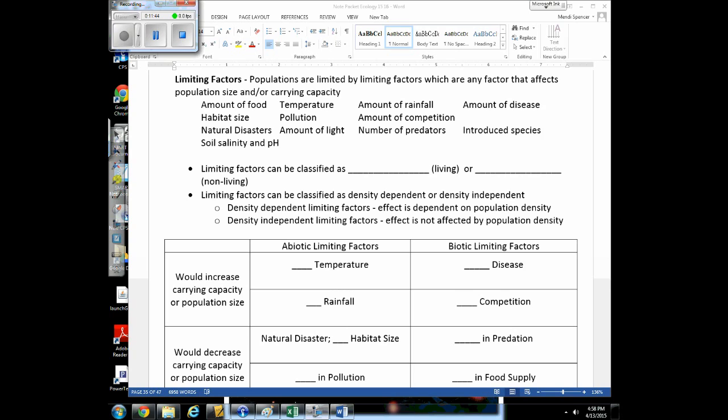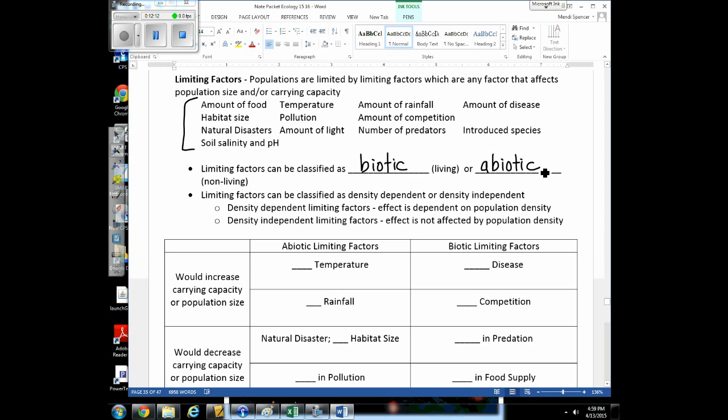We've already talked a little bit about limiting factors because we talked about that as populations reach carrying capacity, they're going to run out of food, they're going to run out of space, there's going to be more competition. So that's what we mean by limiting factors. This list of limiting factors can be classified 2 different ways. We can classify them as living or non-living. Remember, living means biotic, non-living is abiotic.